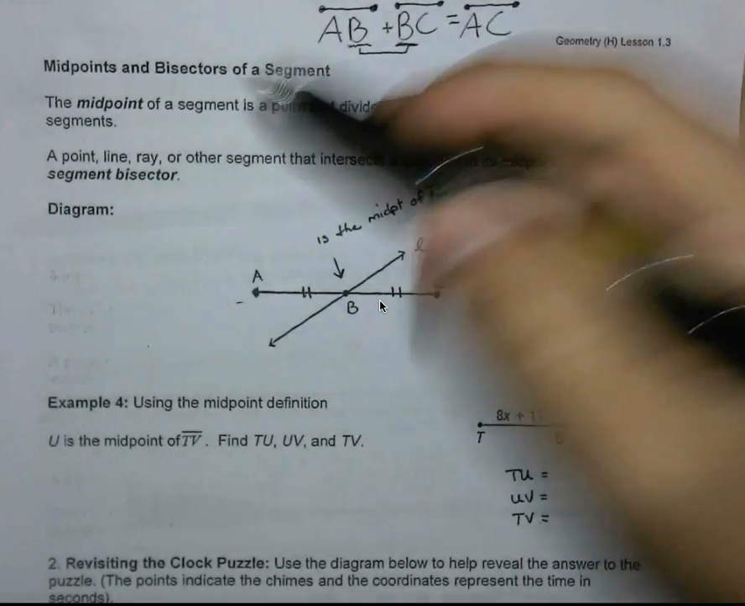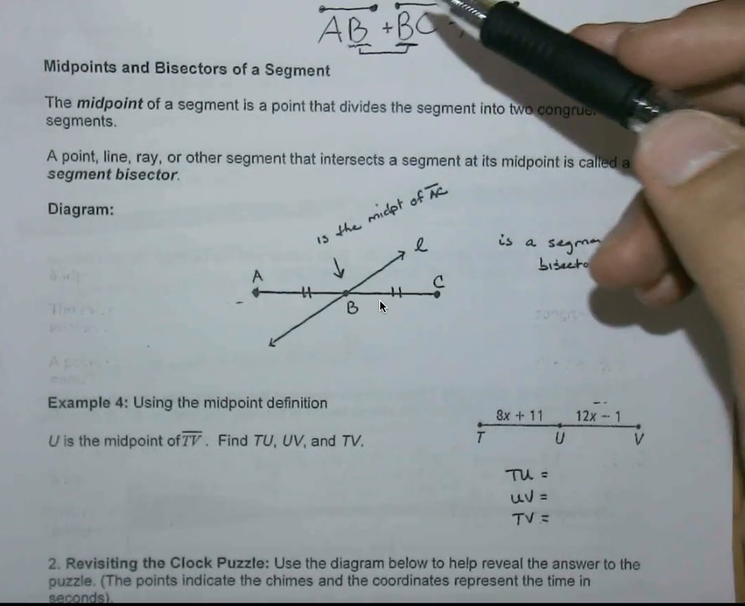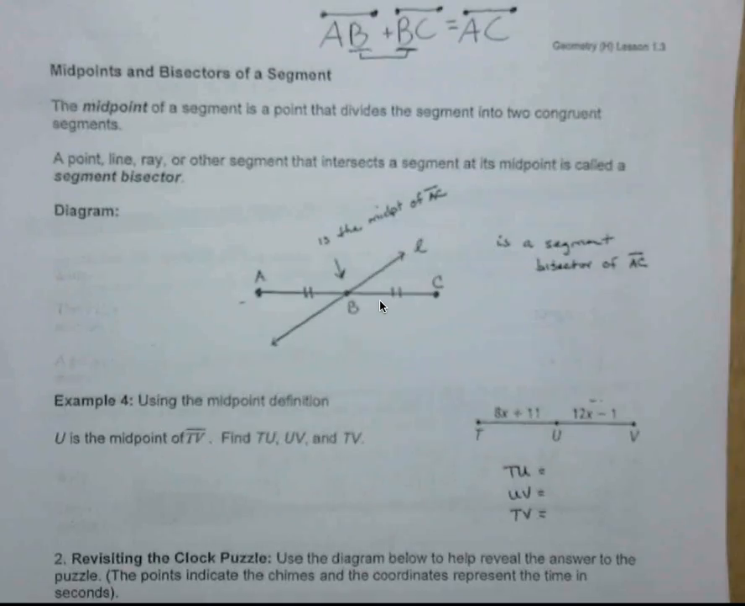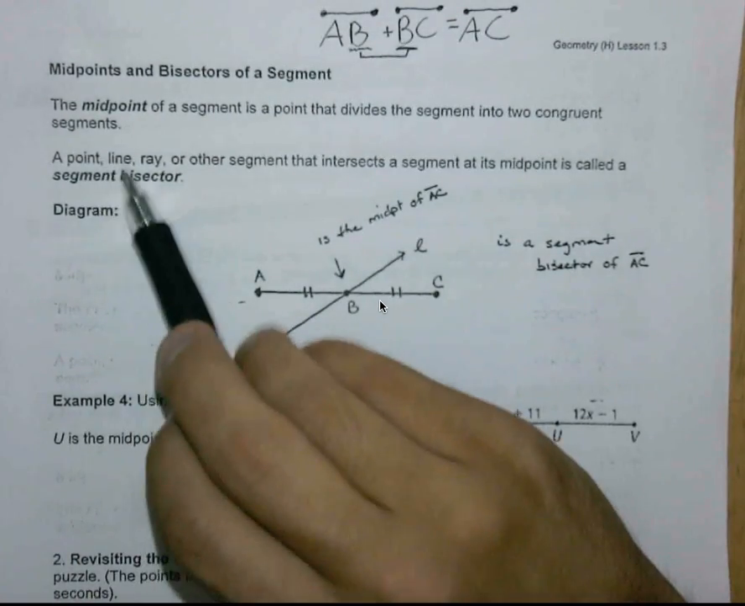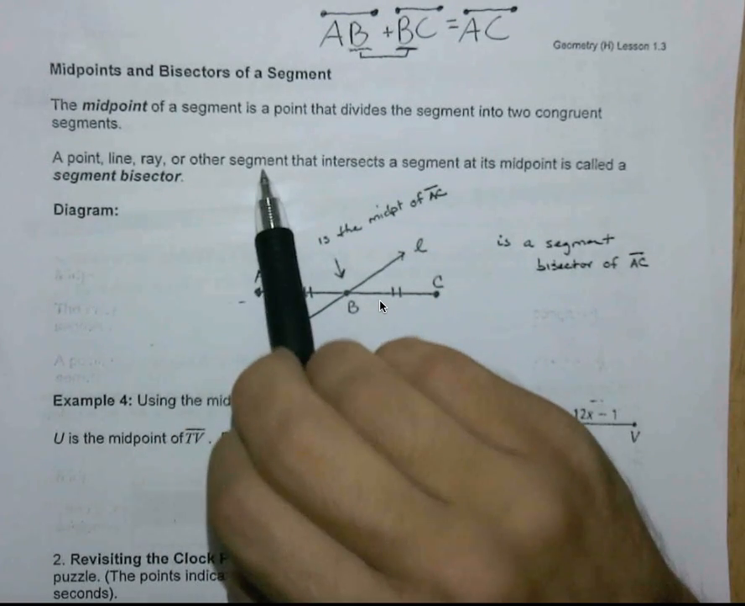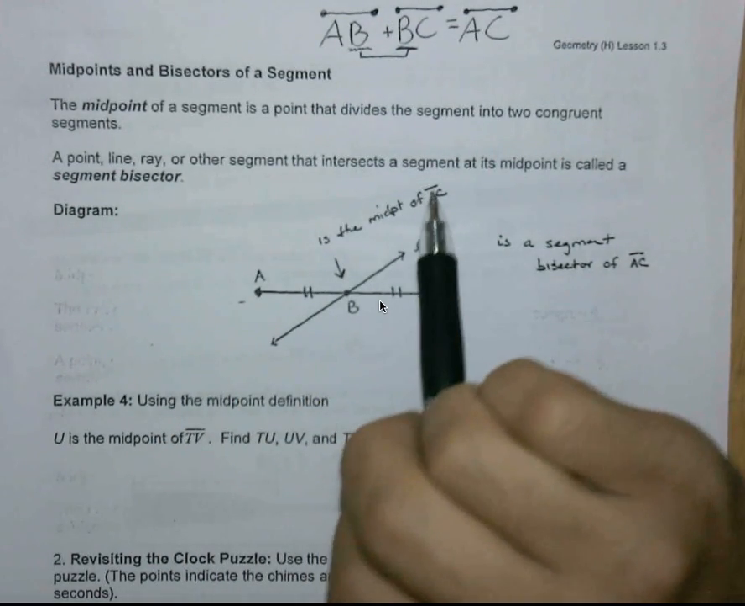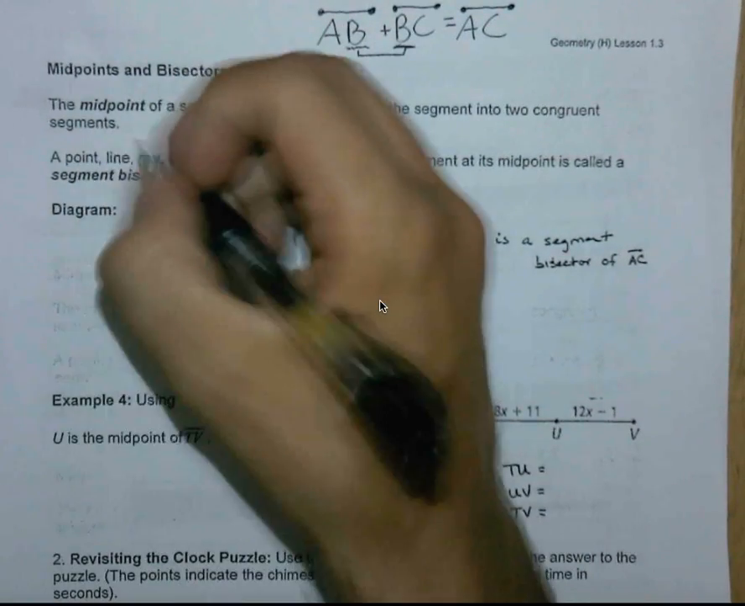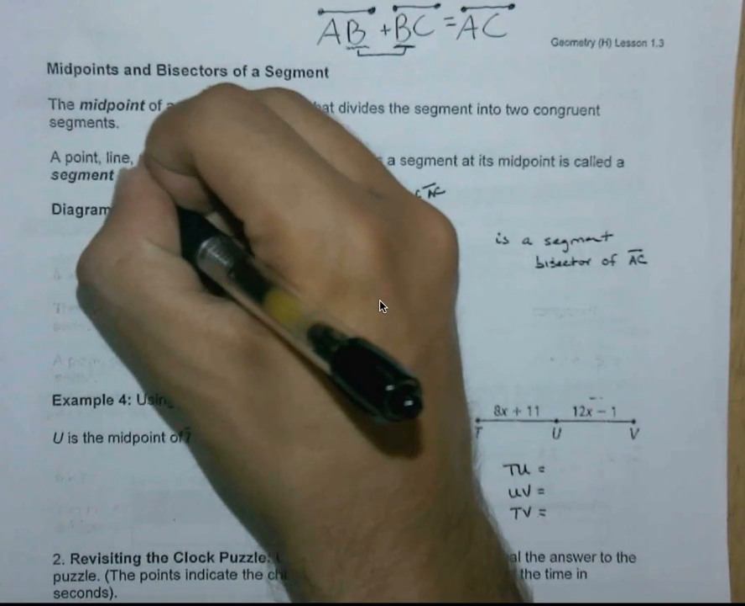So the midpoint sounds just as if you are picturing it. It's the middle bit of a segment that divides a segment into two congruent segments. We call the point, line, or ray, or some other segment that intersects the segment at its midpoint the segment bisector. So it splits the segment into two parts.